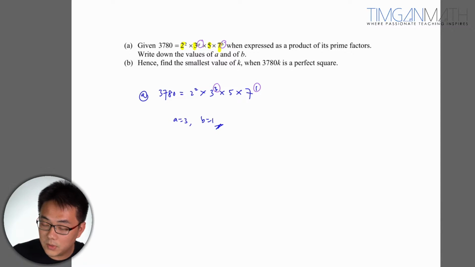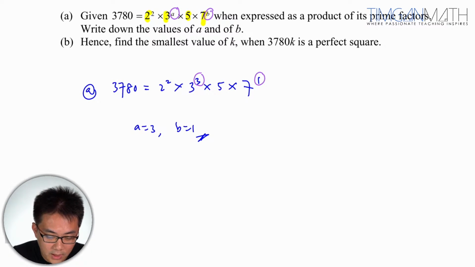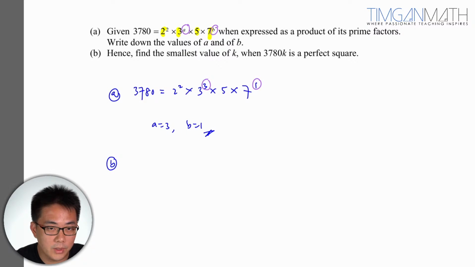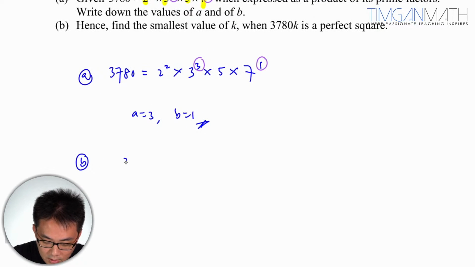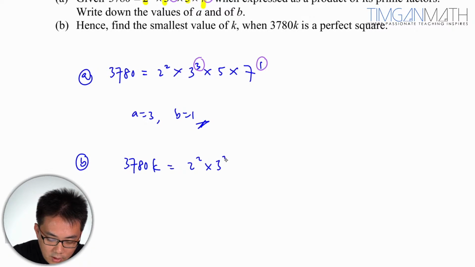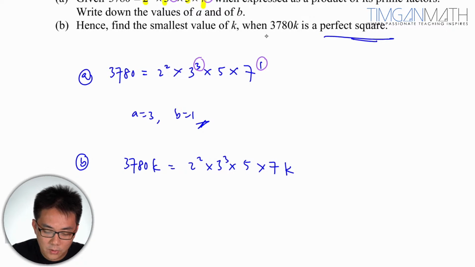Okay, let's look at the subsequent part. So subsequent part, we will find the smallest value of k when 3780k is a perfect square. So we want it to be a perfect square. So it's similar to the question we did just now, but not really. 3780k will be 2 square times 3 cubed times 5 times 7 times k, right? So you want it to be a perfect square. Perfect square meaning you want the same thing.